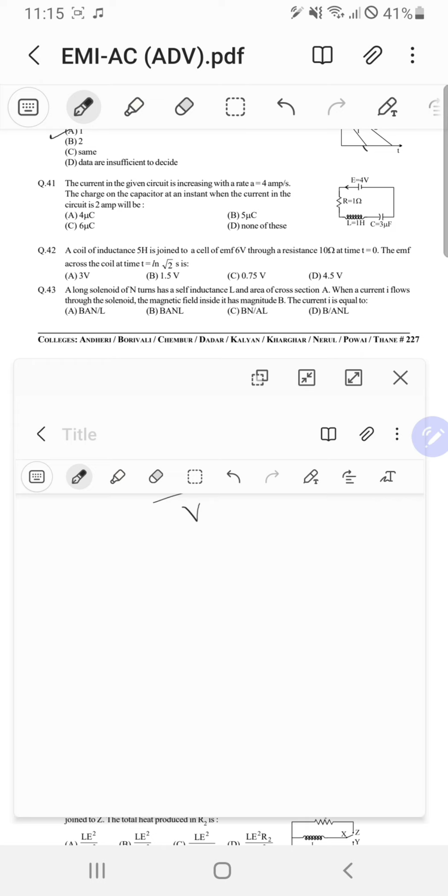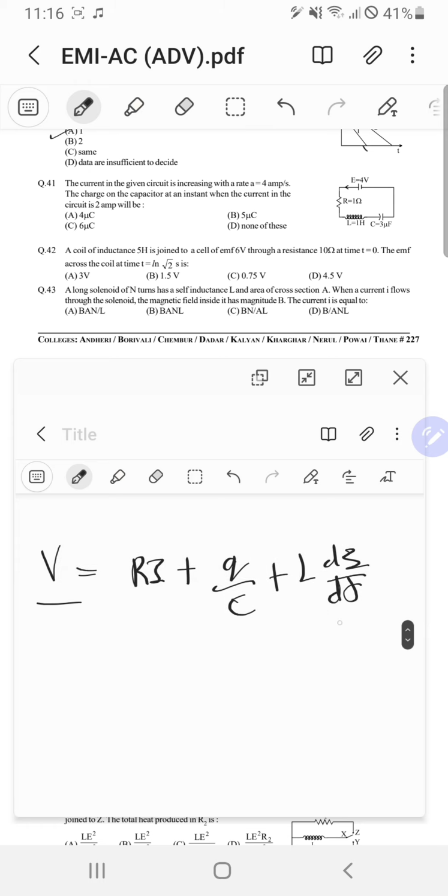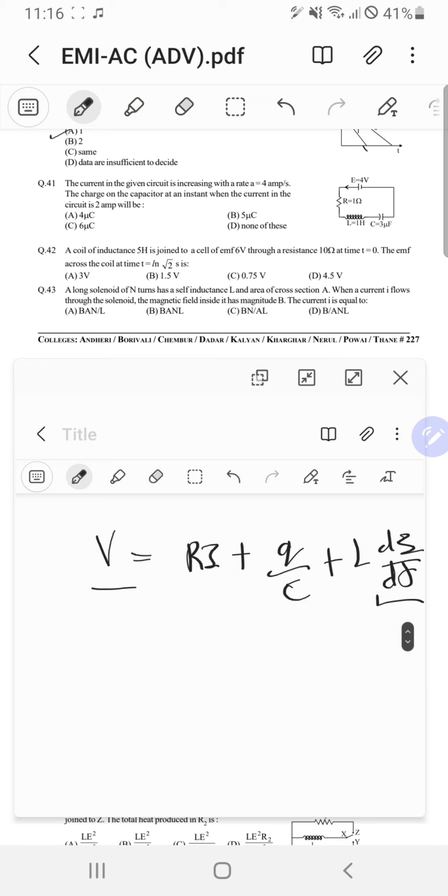Is this correct? How can you say that the current is increasing at a constant rate? First of all, is this even going to happen? Actually, let's just write the equation for this. You have V equal to Ri plus Q by C plus L di by dt, of course. If we say that di by dt is constant, then you would have Ri equal to, well, that will be weird.